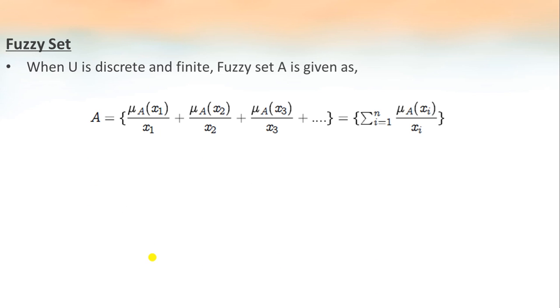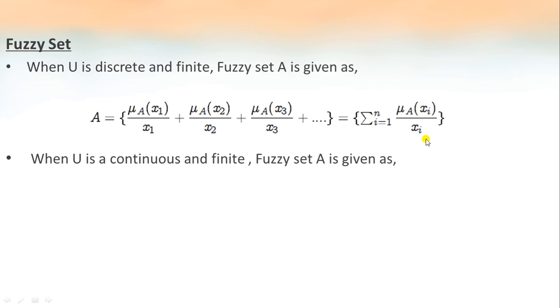When the universal set is discrete and finite, fuzzy set A is defined using the following equation: mu A of x1 by x1 plus mu A of x2 by x2 plus, and so on. That is, the summation for i equal to 1 to n of mu A of xi divided by xi. But when U is continuous and finite, fuzzy set A is defined as the integral of mu A of x divided by x.